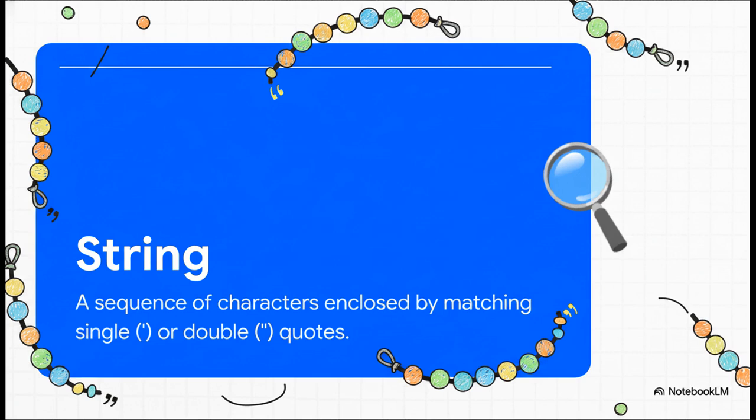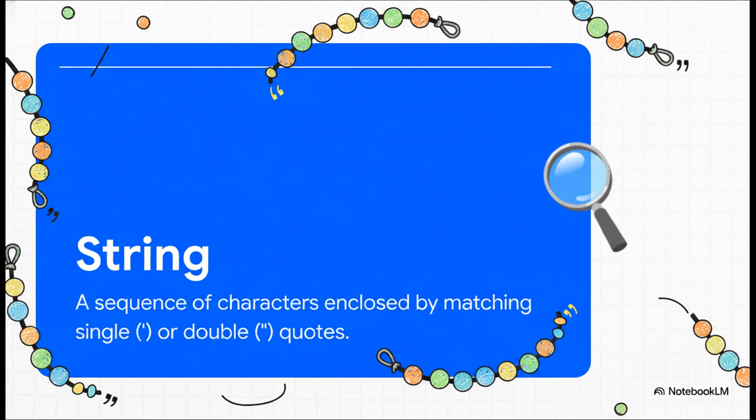Before we even look at a single line of code, let's just pose a simple question. When you read a book, your brain effortlessly understands the words, the sentences, the whole context, right? But a computer just sees a massive stream of raw electrical impulses. So, how does a machine actually read a sentence? That brings us to our core definition. In Python, a string is a sequence of characters enclosed by matching single or double quotes.